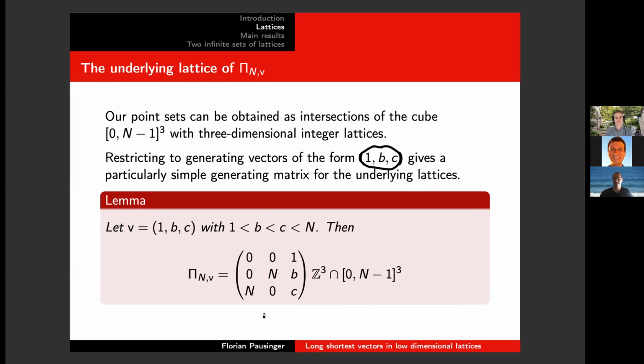So if we have this parameter vector (1, b, c), then the point sets I introduced can be generated from the lattice with this generating matrix intersected with this three-dimensional cube. Okay, so this is very important to work with these particular point sets.